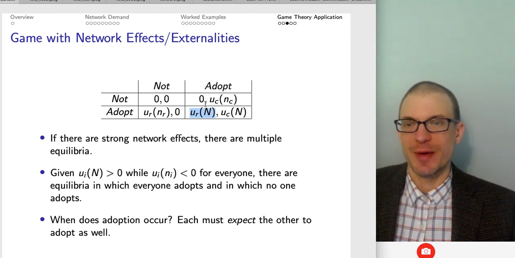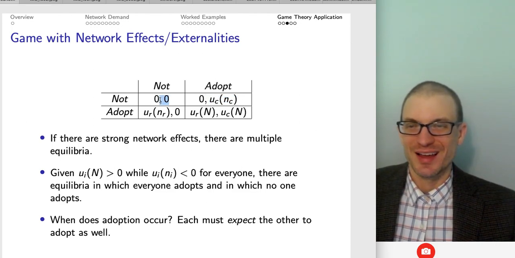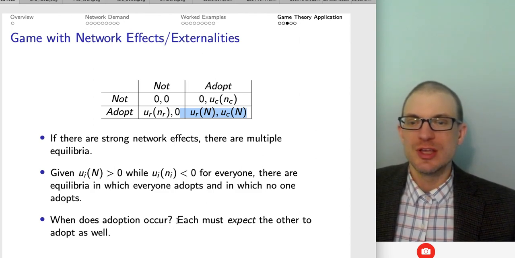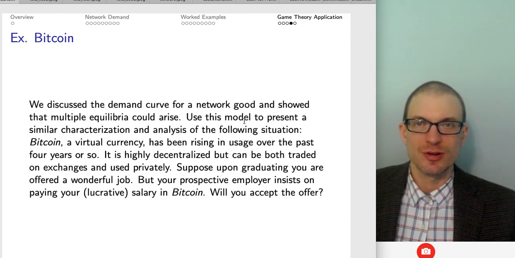However, if I get a positive payoff for adopting when they adopt and a 0 payoff for not adopting when they adopt, as a row player, I want to adopt. What about for them? If they get a 0 payoff for not adopting when I don't adopt, but they get a negative payoff for adopting, they're not going to adopt. That reinforces that equilibrium. But if I do adopt, the column player gets a zero payoff for not adopting, but a positive payoff for adopting, they will adopt. So that reinforces this equilibrium. When does adoption occur? Each must expect the other player to adopt as well, and that's when they'll both adopt whatever this network technology is.